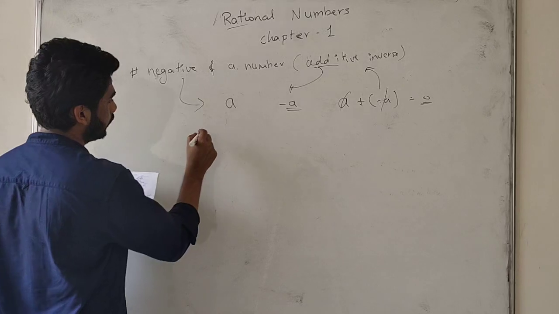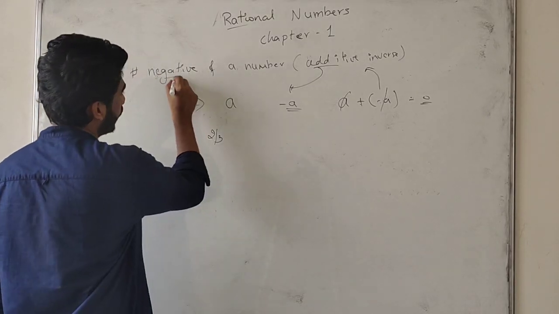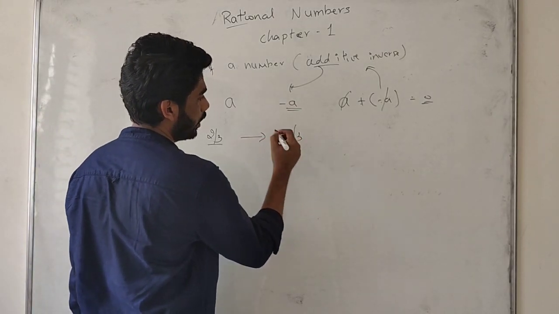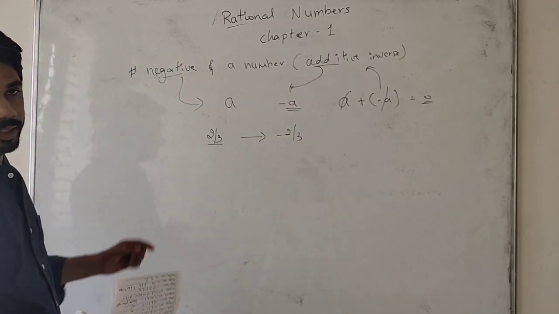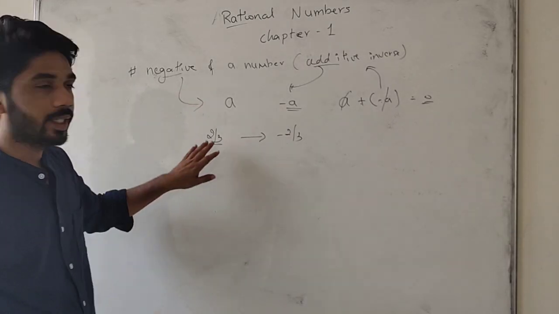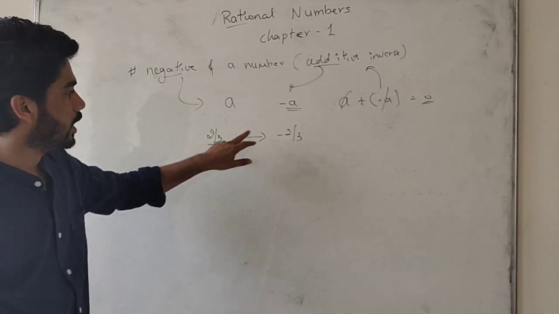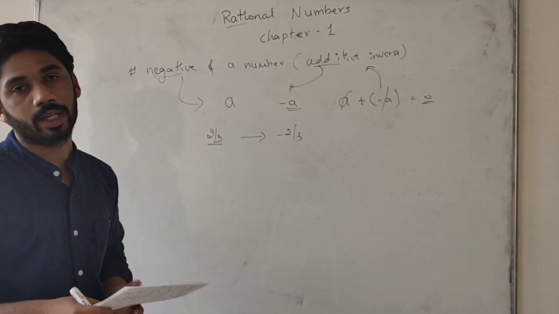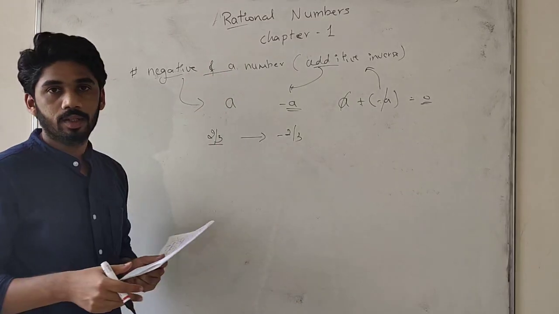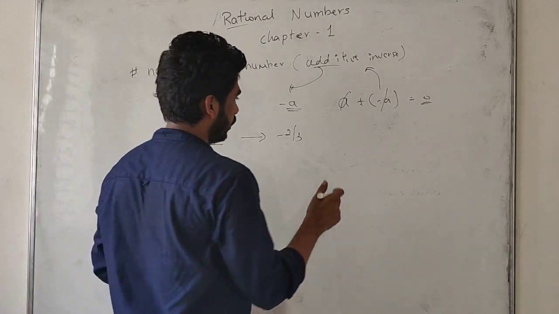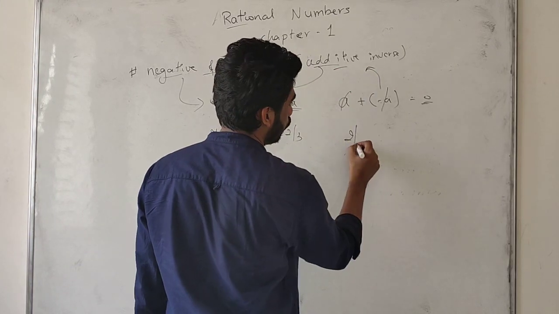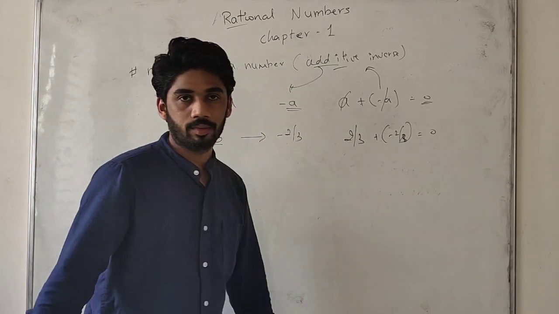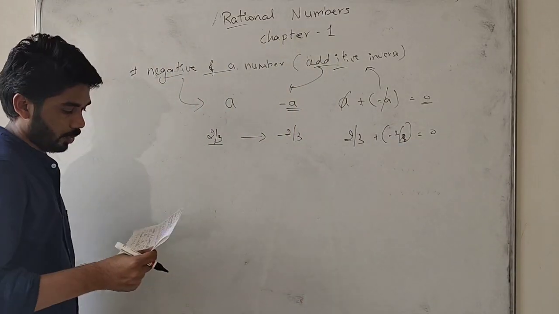For example, we can take 2 by 3. The additive inverse of 2 by 3 is minus 2 by 3. It is a simple concept. So friends, if we take the number 2 by 3 and add a minus sign, the number becomes minus 2 by 3. So it is called the negative of a number. Additive inverse rule: 2 by 3 plus minus 2 by 3, if we solve this, we get 0. Okay. Next one.